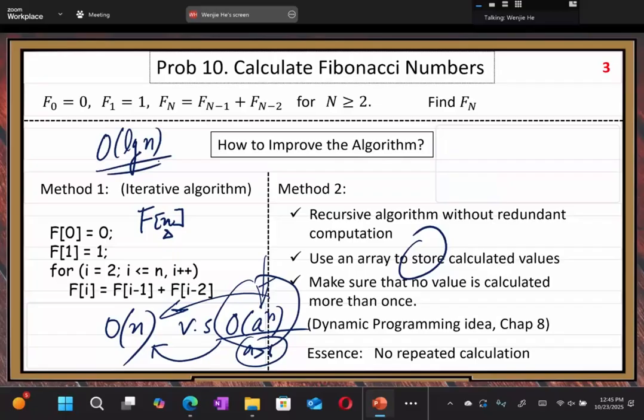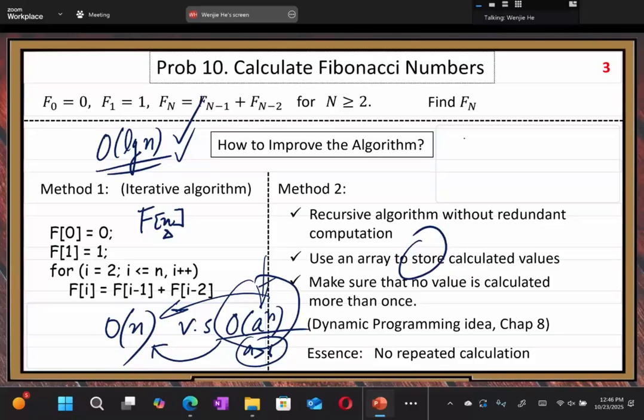Remember our binary digits, counting binary digits? That problem is this one. Better than a linear function. Binary search, in our module 4, we will learn binary search, also in this category. Other than those cases, most of the time it is very hard to get linear efficiency.